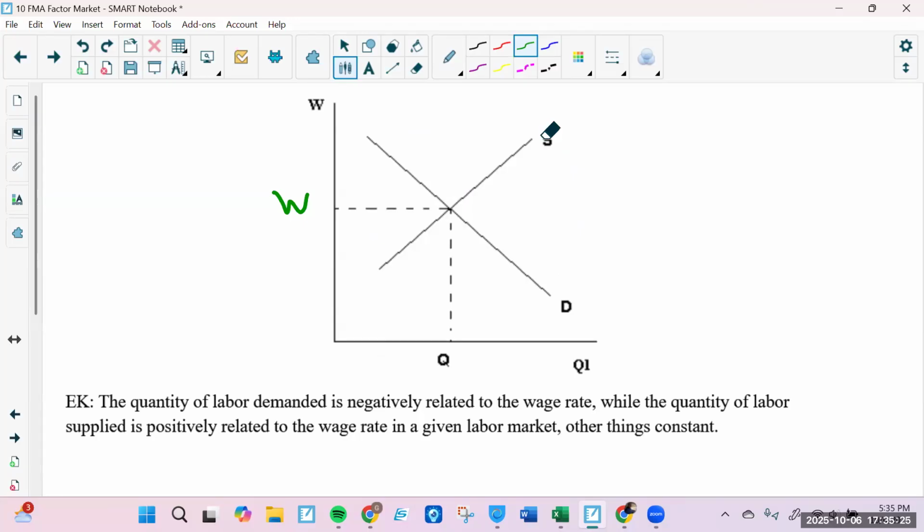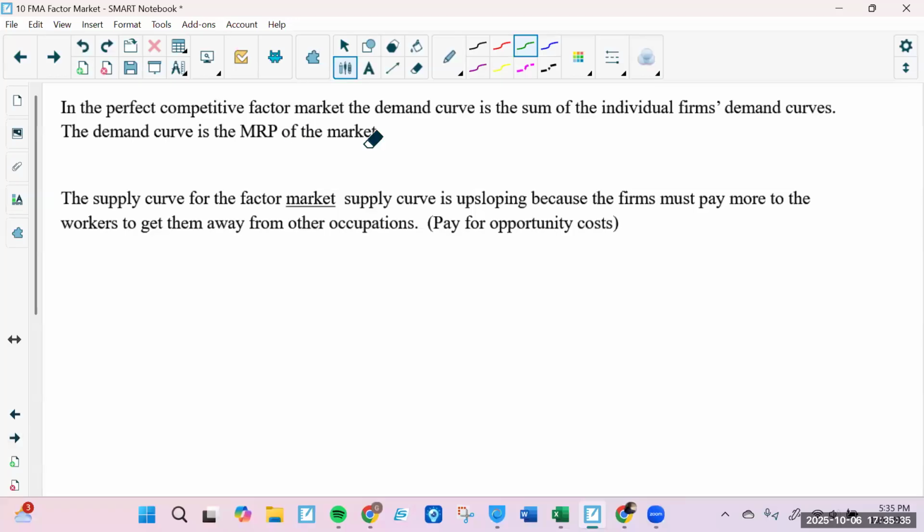The upward sloping supply is us. We're the sellers. In the factor market, we're the sellers that sell our labor here, right? Now, we already know that the demand curve is downward sloping and it's the MRP, right? The supply curve is upward sloping because of the opportunity cost.